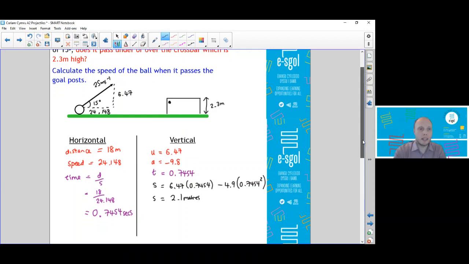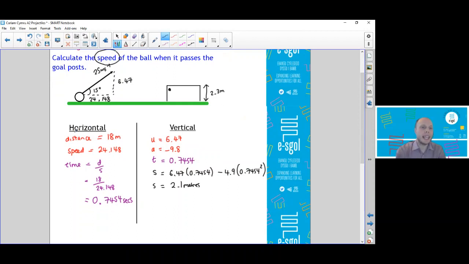Now we need to know the speed when it goes past the goal posts. So I need to know v. Remember, speed is scalar, so that means I need to form a triangle and find that hypotenuse. It's not enough just to have it in horizontal and vertical. We need to get that one single value for speed. So for that I'm going to use v equals u plus at, the same 3 values I had to start with. So that's 6.47 minus 9.8 lots of 0.7454. And we get a vertical speed of minus 0.8349.